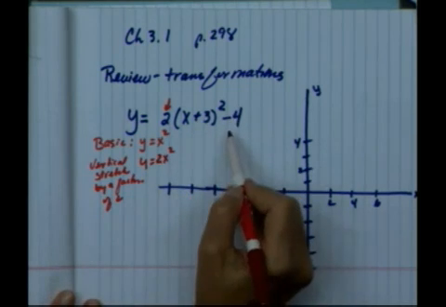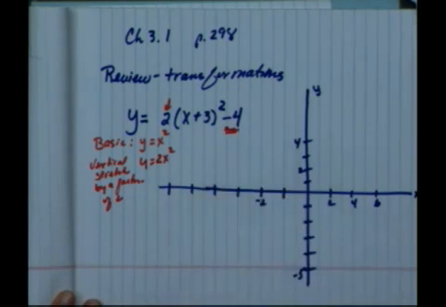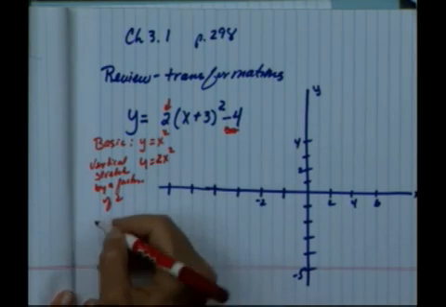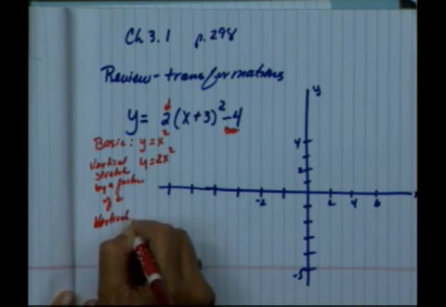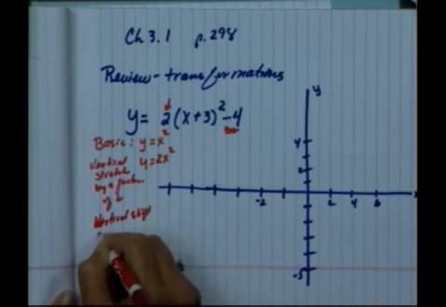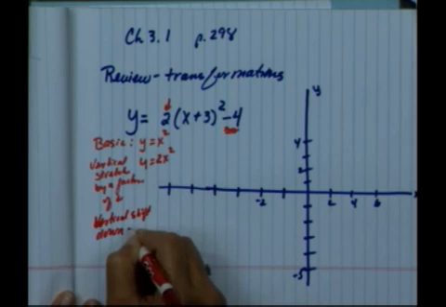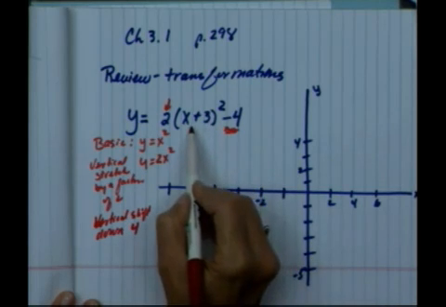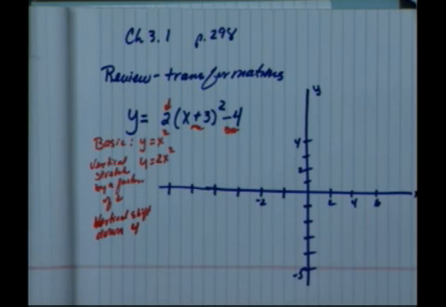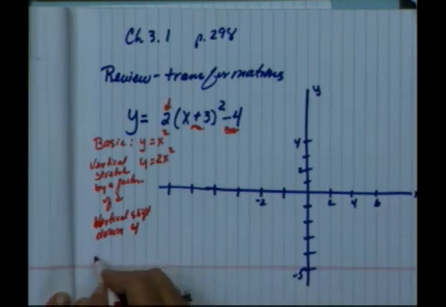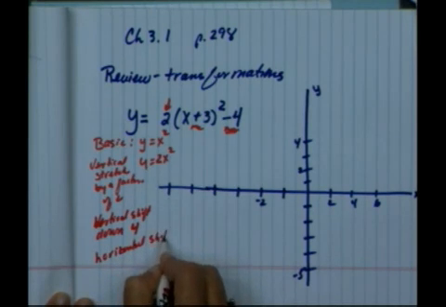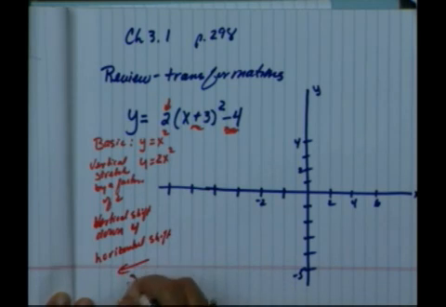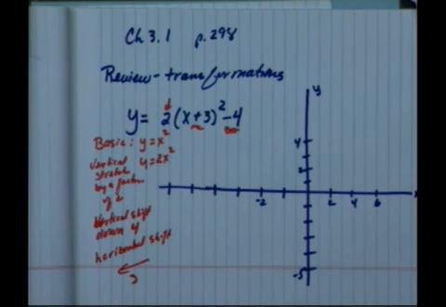And then what does this little minus 4 right here tell us we're going to do? Shift down 4. Okay, we're going to do a vertical shift, which is down 4. And then the little x plus 3 tells us we're going to go to the left. Okay, a horizontal shift this way of 3. Okay? All right, so we've analyzed it, and we're going to know how to graph it.